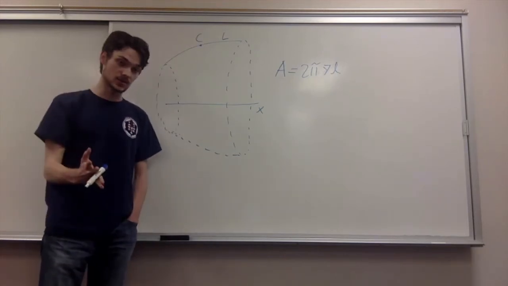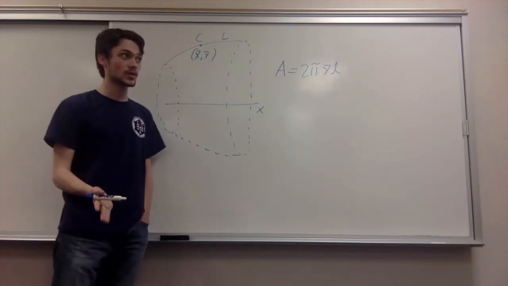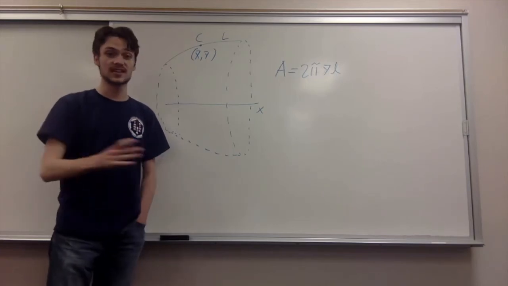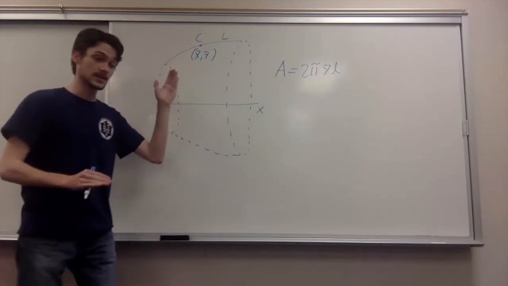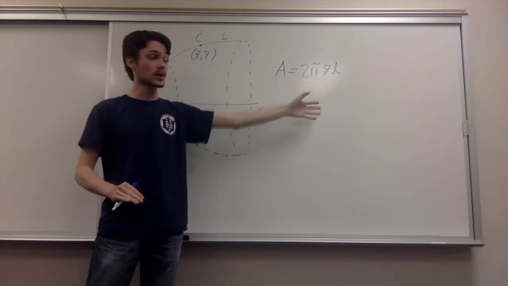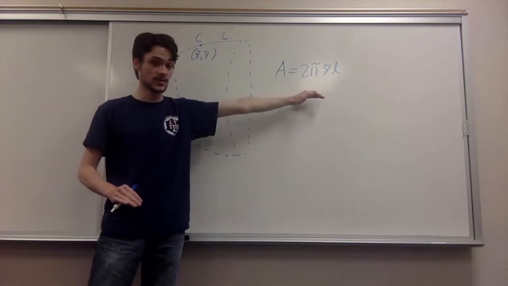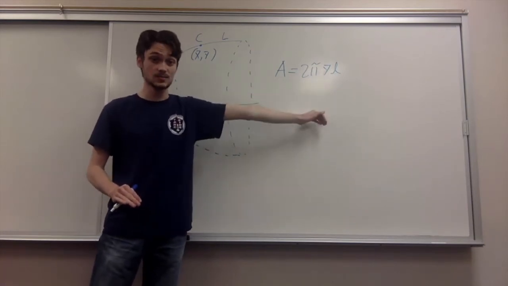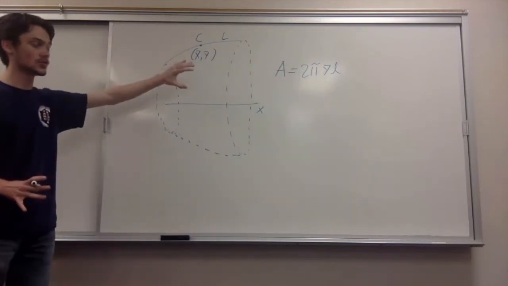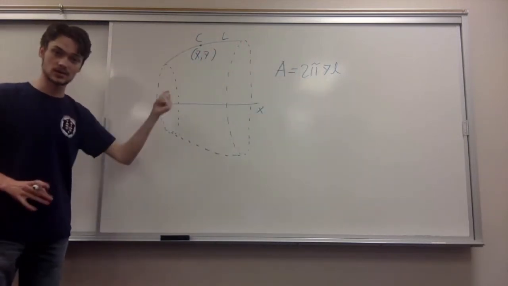We know this line is going to have a centroid, and that this centroid is going to have some coordinates x bar, y bar. Meaning if we find the centroid, and we find the product of the y component of the centroid and 2 pi and L, we are going to get the area that results from us revolving this shape around the x-axis.